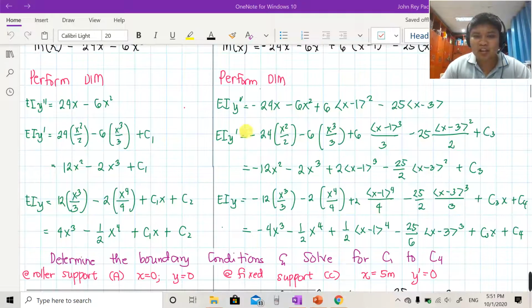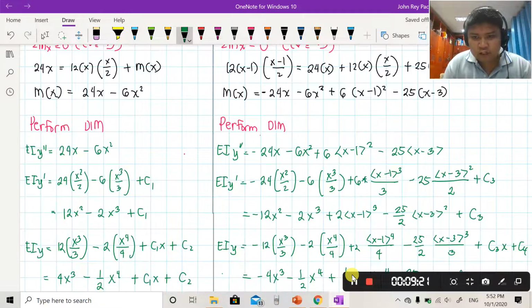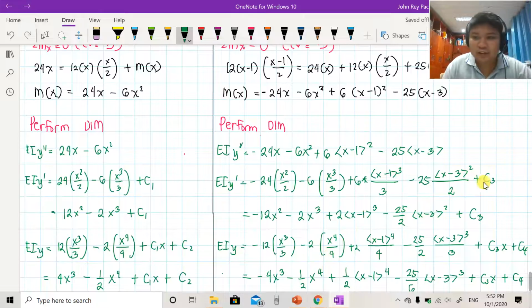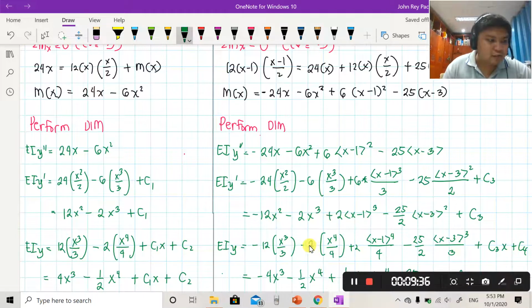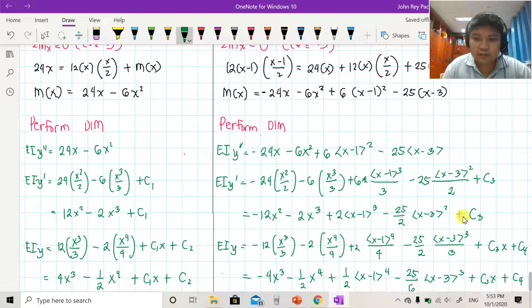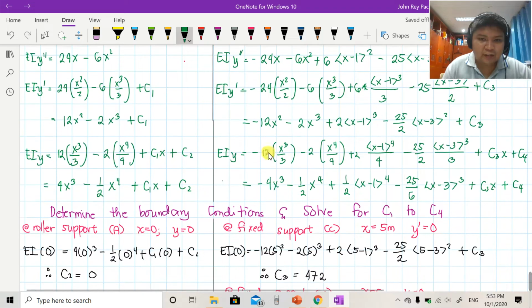For the second span, what happens is like this, class. Just remember, we replace the parenthesis with this kind of symbol because the meaning is, when what is inside is negative, we disregard it in the computation. So, this will be EIy prime for the first integration equals negative 24 x squared over 2 minus 6 x cubed over 3 plus 6 times, do not forget that this is a multiplication, so wait, let me put the multiplication sign, so here it is, and minus 25 times (x minus 3) squared over 2, and of course, we will now use C3. So there it is. That will be equal to, simplify it as negative 12x squared minus 2x cubed plus 2 times the quantity (x minus 1) minus 25 over 2 times (x minus 3) squared plus C3.